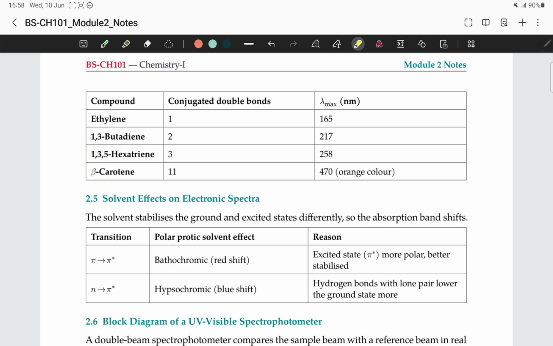So go through them. I could say only one thing about this beta-carotene: in it, 11 conjugated double bonds are present. That means it shifts all the way out to 470 nanometer. Can you imagine? Because it absorbs blue-violet visible light, it reflects a bright orange color. Exactly, this is the reason why your carrot, due to the presence of beta-carotene, looks orange, because it absorbs blue-violet visible light but reflects the bright orange color.